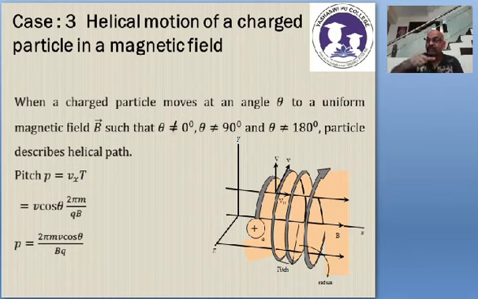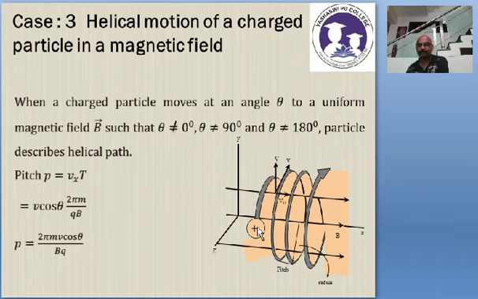So what happens is the charged particle goes in a helical path. The path traced by the charged particle will be a helical path. If you put theta equal to 90, only circular path. If you put theta equal to 0, only straight line path. If theta is not 0, not 180, not 90 degrees, then it takes a helical path.